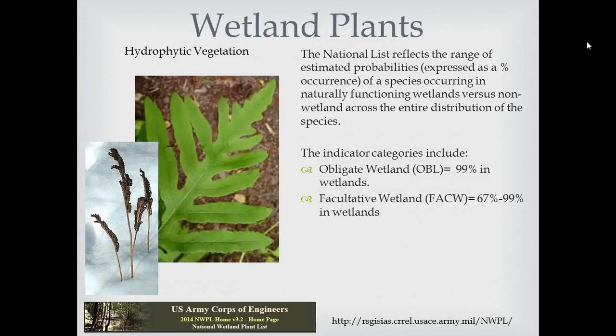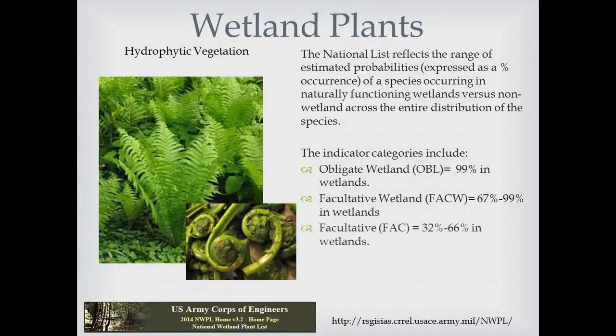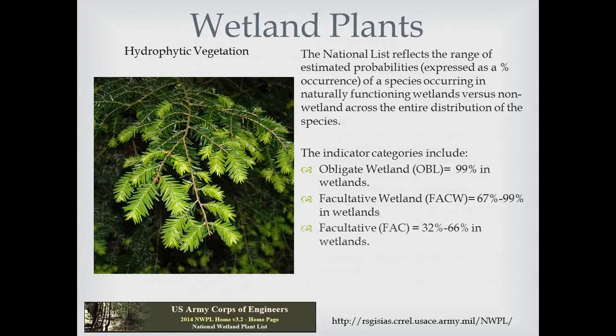These are things like sensitive fern, facultative, things like ostrich fern, so about half the time in uplands, half the time in wetlands. And in order to meet the criteria, basically you have to have 50% of the plant community in these three categories, either obligate, facultative wet, or facultative.